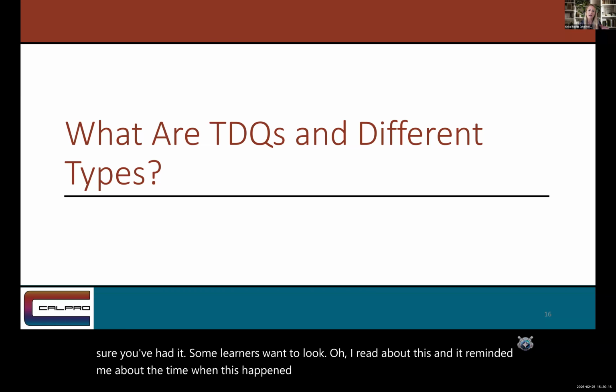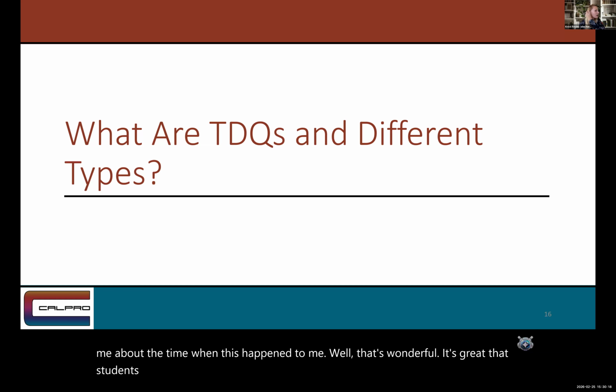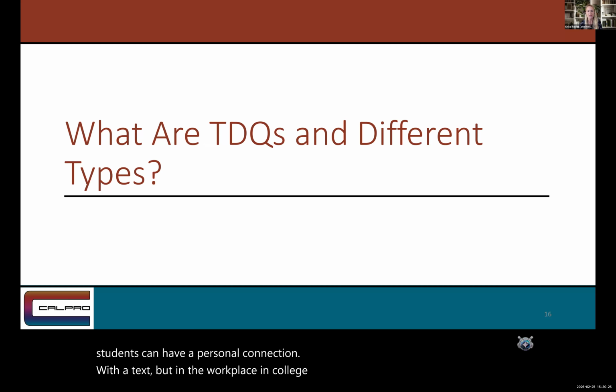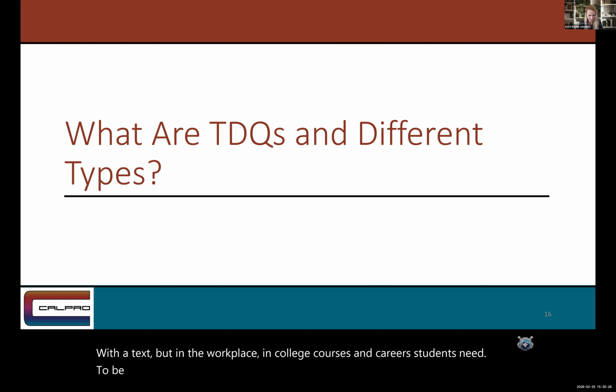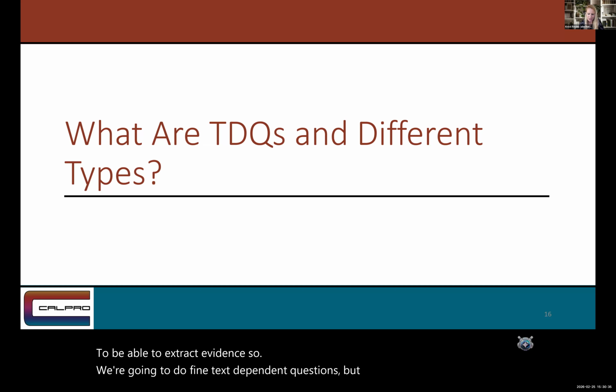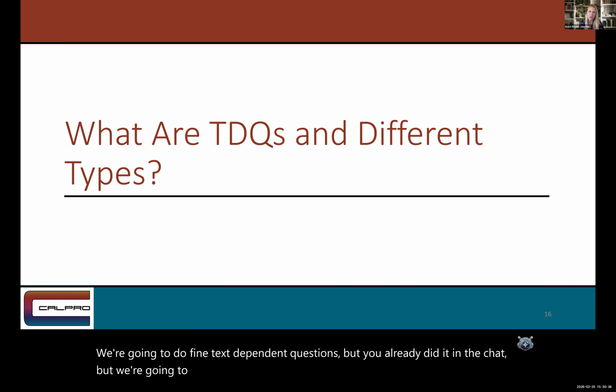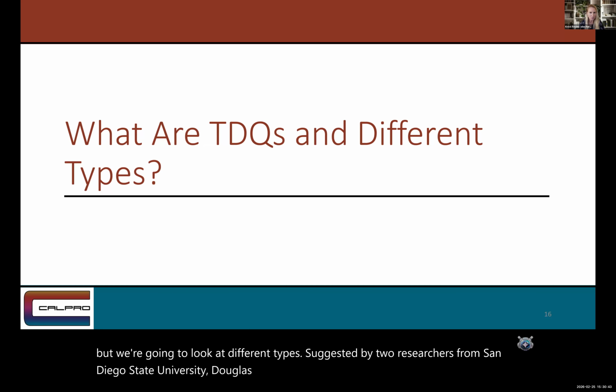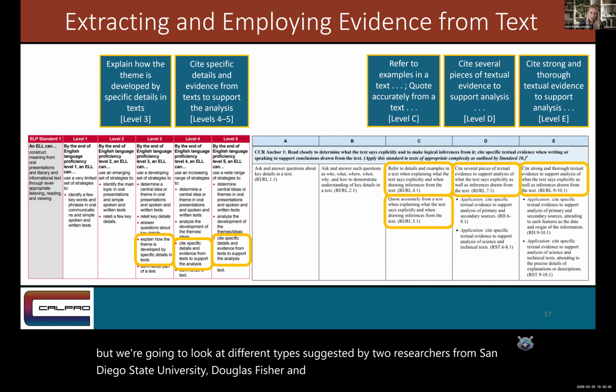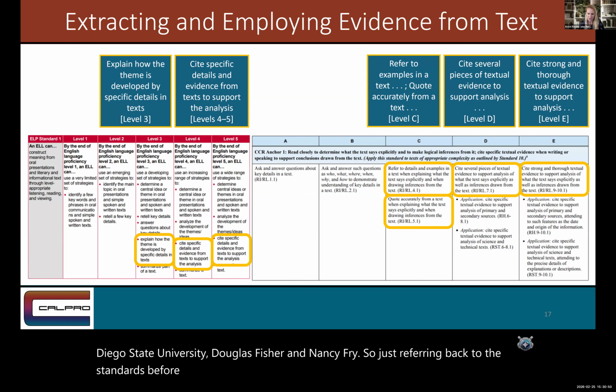It's great that students can have a personal connection with a text, but in the workplace, in college courses, in careers, students need to be able to extract evidence. So we're going to define text-dependent questions, but you already did it in the chat. But we're going to look at different types suggested by 2 researchers from San Diego State University, Douglas Fisher and Nancy Frey.